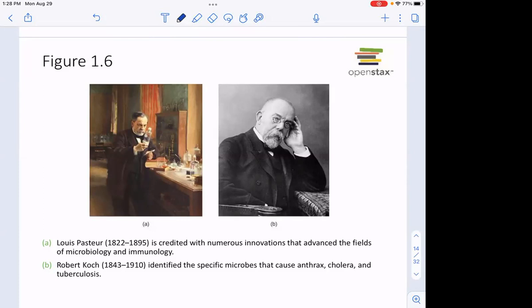He also developed vaccines for anthrax as well as rabies. So some of our very early vaccines. Whereas Robert Koch was much more concerned with what causes disease. So we call that the etiology of disease. Okay, what causes disease? He figured out what caused anthrax, that it was a bacterium. Up until that time, people had all sorts of crazy ideas about what causes disease, like foul air and all sorts of things.